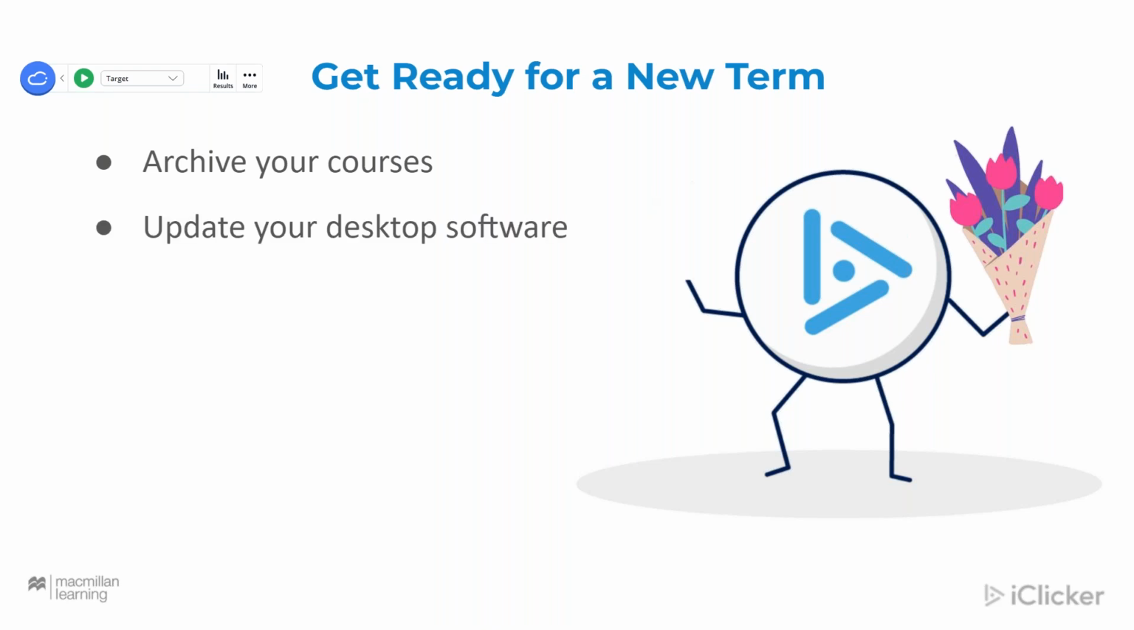Next, take a moment to update your desktop software on whatever computer you're using to run your polling sessions. This will make it so that you can use that new confidence rating, which I'm really enjoying a lot. The next thing you'll want to do is just review your grade sync options. Make sure you know what you're working with.